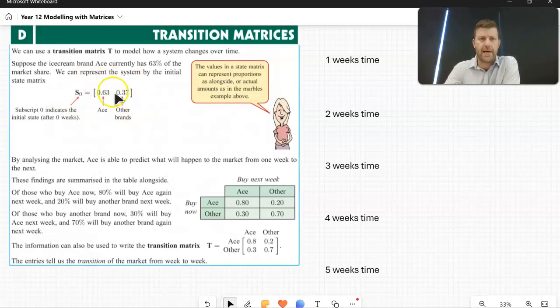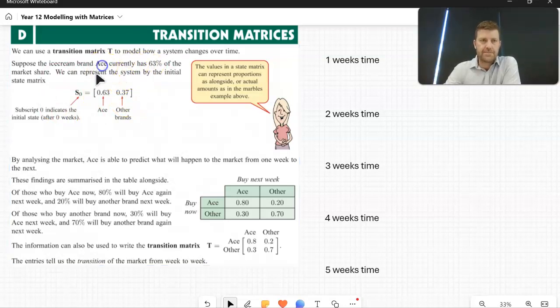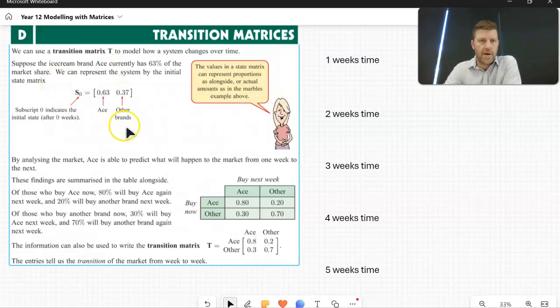I'll just point out with state matrices, these can show proportions like they are right now in terms of percentage, but they can also show actual values. So they might actually say, there are 1,000 ice cream purchases at a particular store, and 630 of those purchase Ace and the rest purchase other brands. That could be a state matrix to start with, okay? But in this case, we're looking at proportions in terms of percentage. So 63% for Ace and 37% for the rest or other brands.